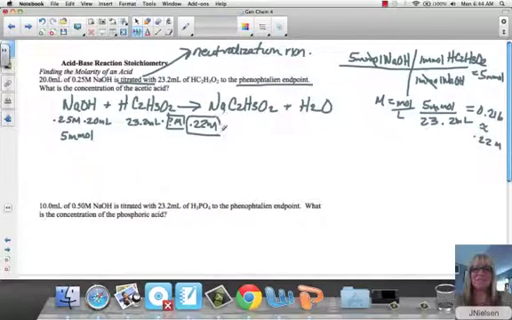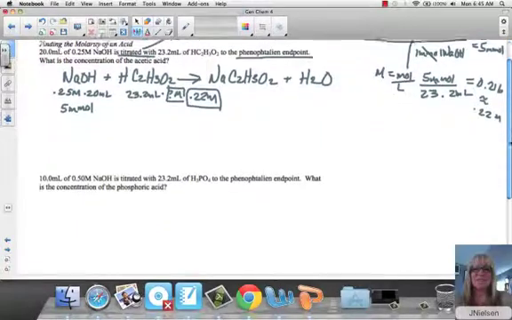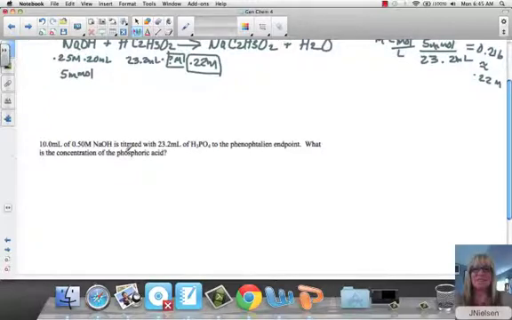So we answered question 1 already, concentration. In this one, it says 10 mL of 0.5 molar NaOH is titrated with 23.2 mL of H3PO4 to the endpoint. Again, titrated means neutralization to the endpoint. One thing I need to make sure I am aware of is that my OH to H ratio is now 1-to-3. So I have a monohydroxy base and a triprotic acid.